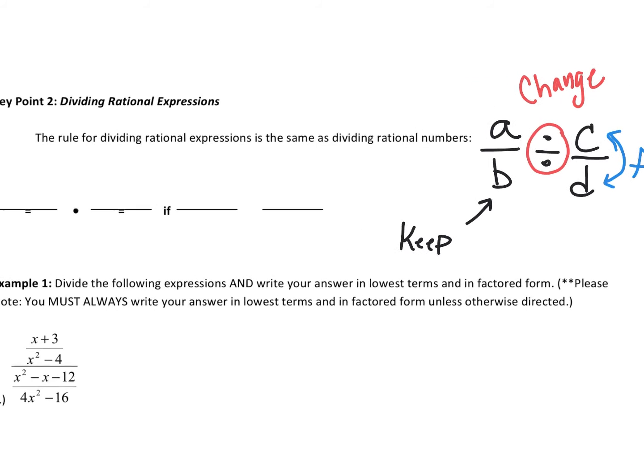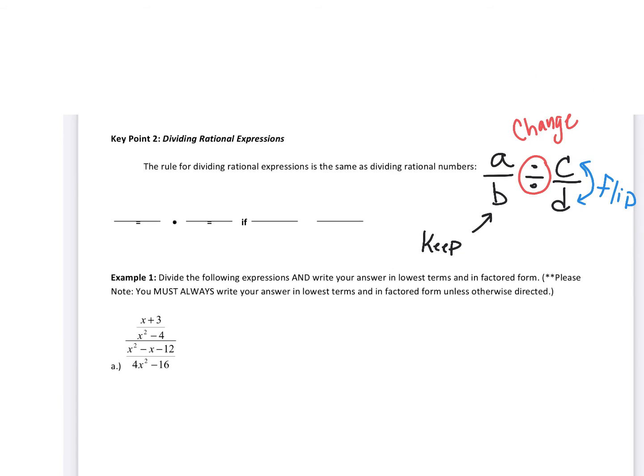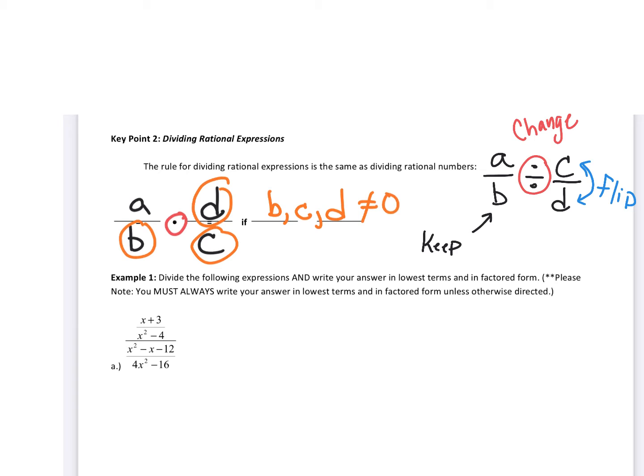So in essence, you keep your first fraction, so that'll be A over B. We change the division to multiplication, and then you flip. C over D would become D over C. And something you want to keep in mind is that potentially 3 of these things could have been in the denominator at any point in time. So this will all be true as long as B, C, and D don't equal 0.